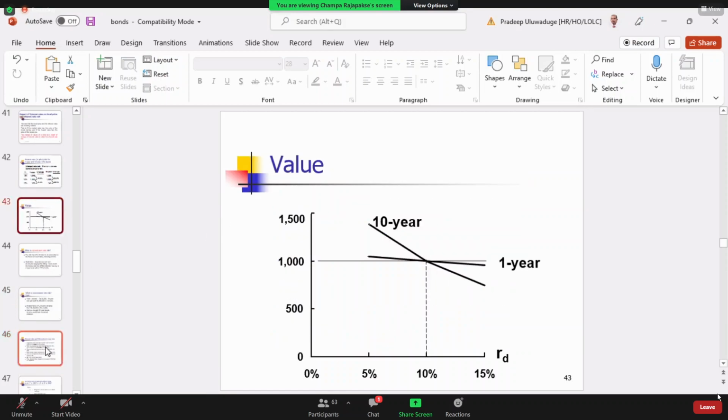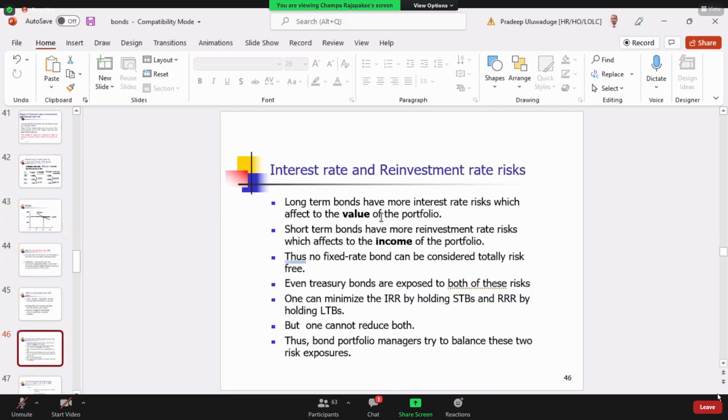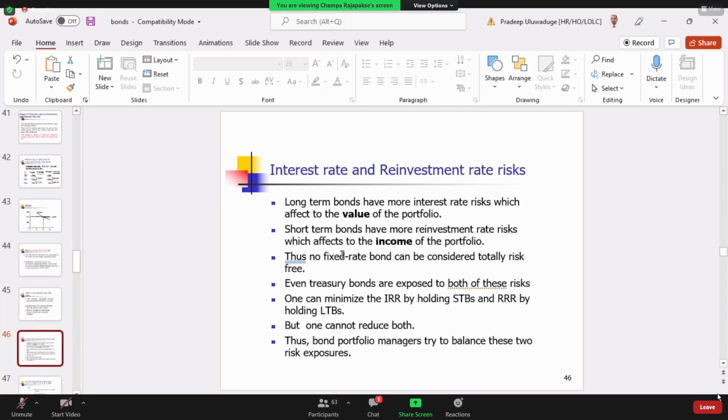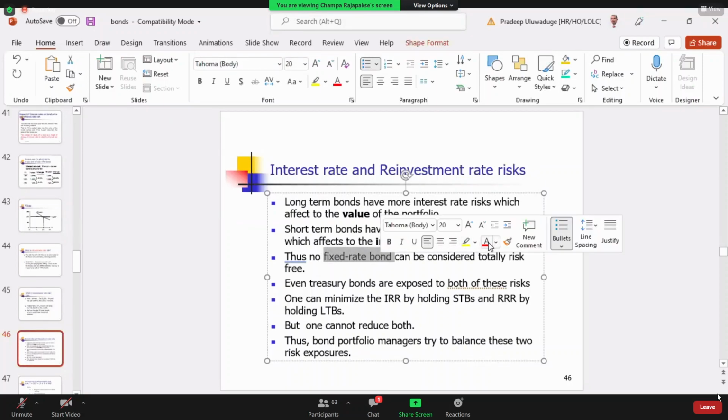Long-term bonds have more interest rate risk, which affects the value of the portfolio. And short-term bonds have more reinvestment rate risk, which affects the income of the investment, the income of the portfolio. Thus, no fixed rate bond can be considered totally risk-free. Even treasury bonds are exposed to both of these risks.